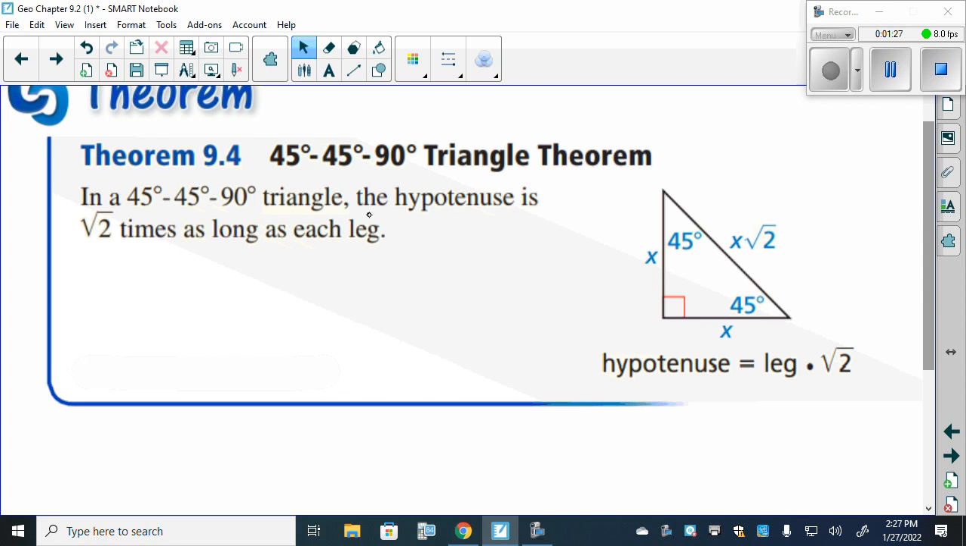The hypotenuse is the square root of 2 times as long as each leg. So the two legs are the sides that are opposite the 45 degrees. These two sides here are considered to be the legs of the triangle, and the hypotenuse, the side opposite the 90 degrees, is whatever that value is times the square root of 2.